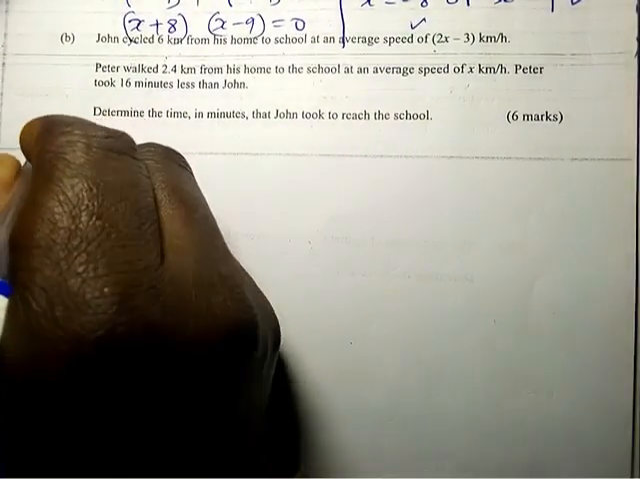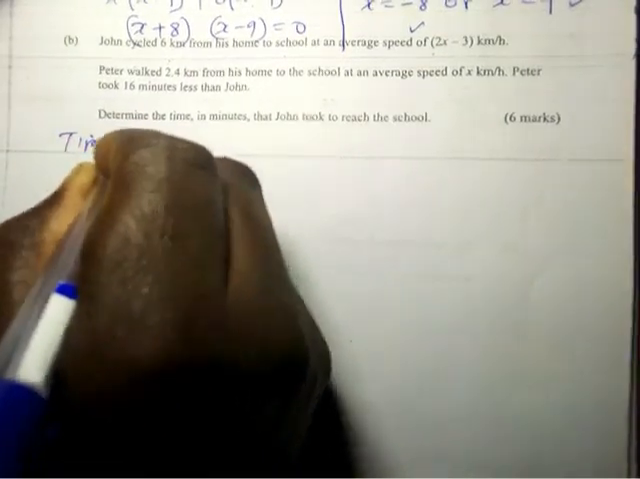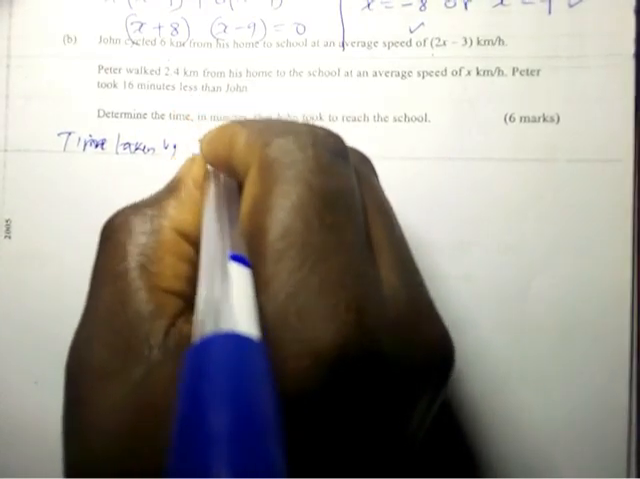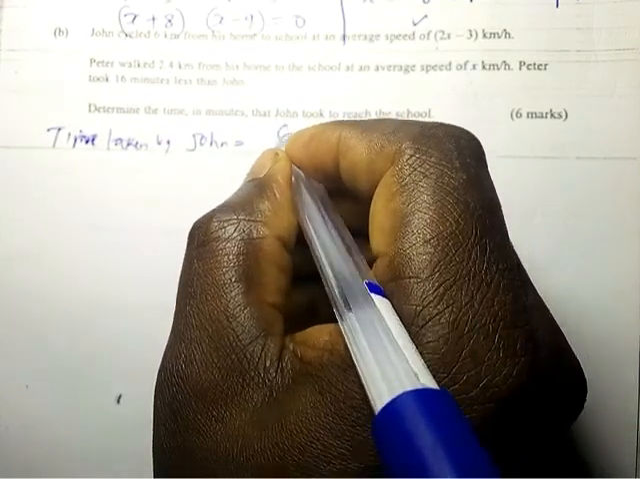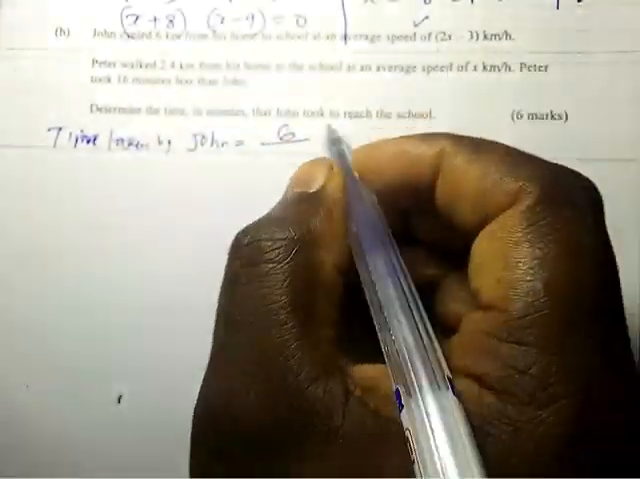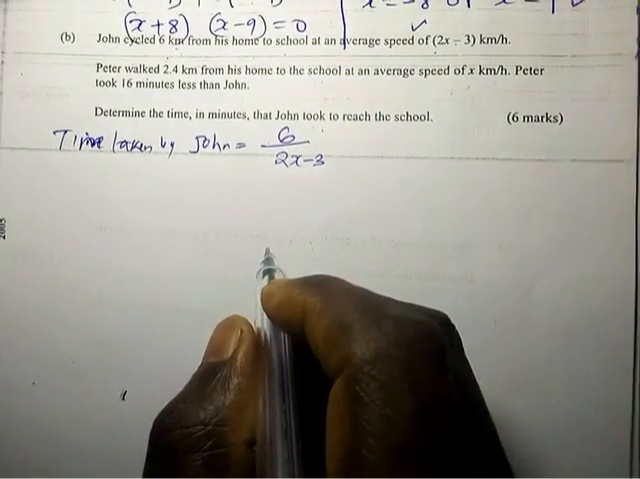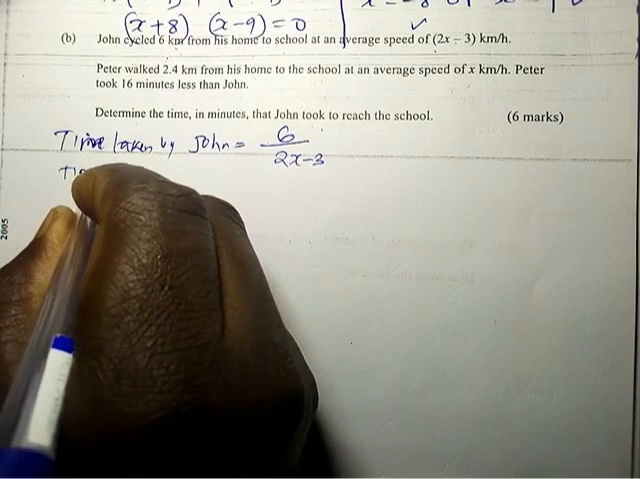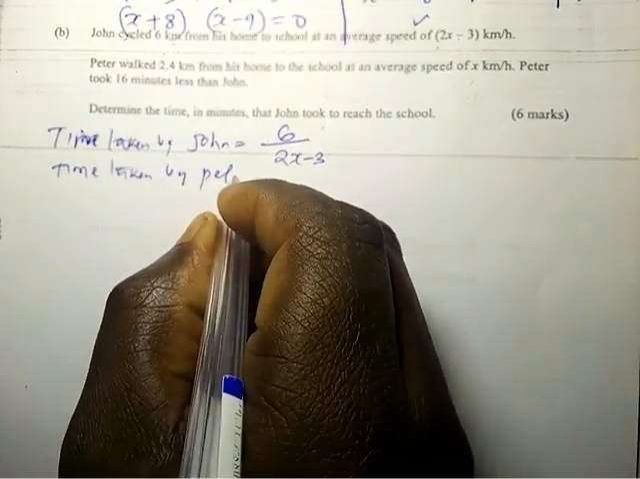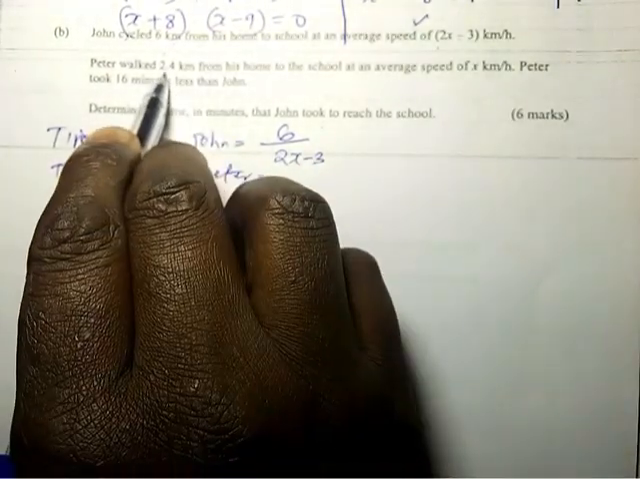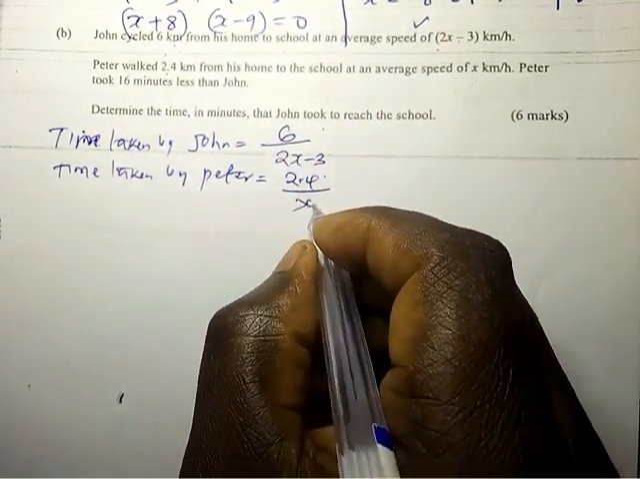So we can get the time taken by John. But we know time is equal to distance over speed. The distance is 6 kilometers for John and his speed was 2x minus 3. So that is the time. Time taken by Peter: Peter took 2.4 kilometers, so it is 2.4 kilometers divided by the speed, which is x.